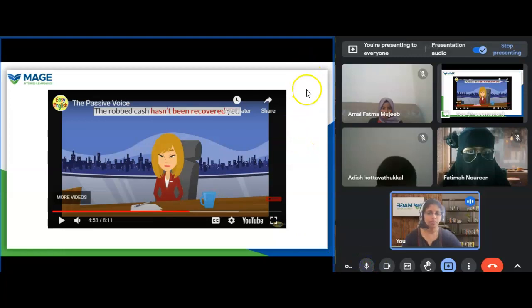Actually, all the news reports will be reporting things that happened recently, right? So most of the tenses will be present perfect. Have you noticed that? They report things that recently happened. So the tense will be mostly present perfect. So here they have used the passive form of present perfect. Instead of saying it directly, they have used, like, the robbed cash hasn't been recovered.